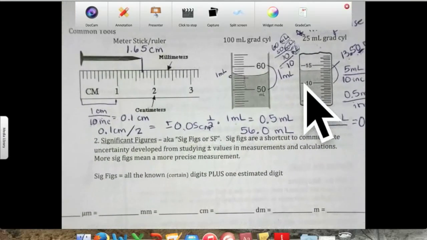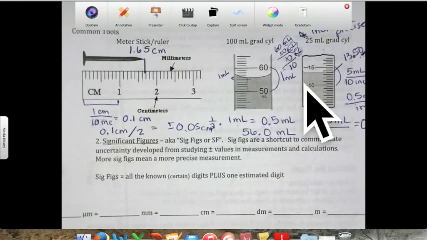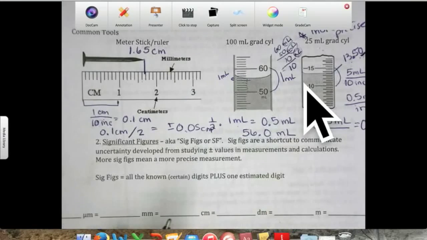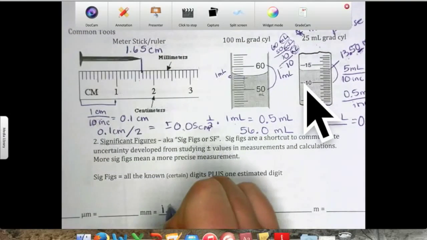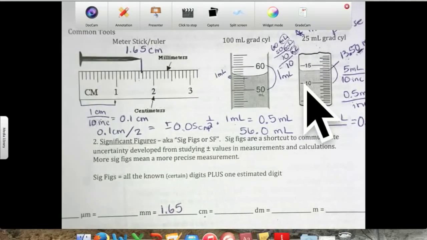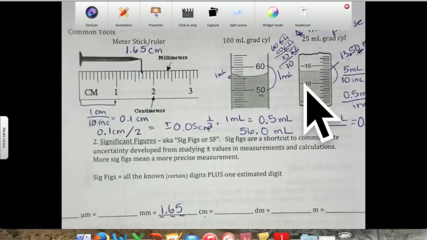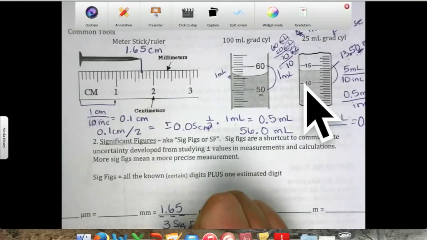And significant figures become important because you can change around your units, but you have to maintain the same significant figures. So for instance, if we say this was in centimeters up here, so we have 1.65 centimeters according to that. We have 1, 2, 3 significant figures because that was all that we could measure. So we're going to say 3 sig figs.